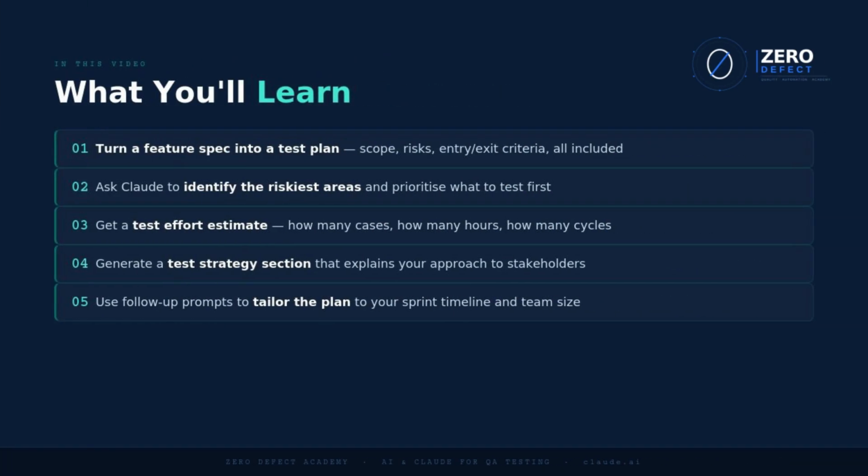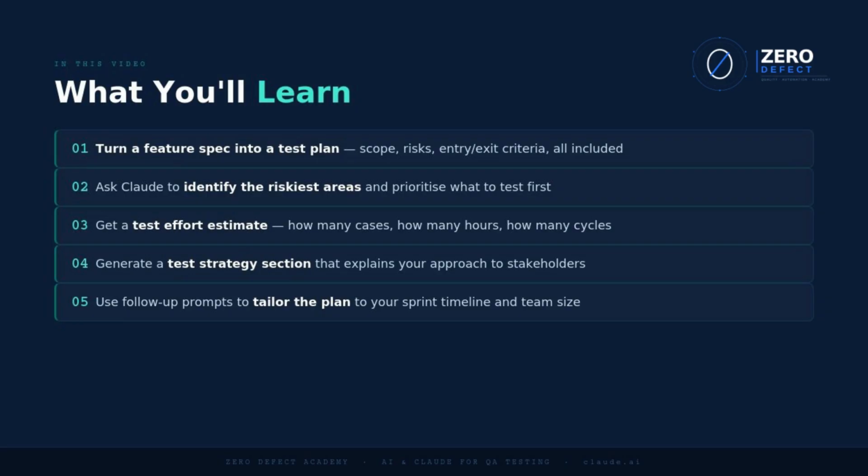Here's what we're covering. First, how to turn a feature spec into a complete test plan. Scope, risks, strategy, everything in one prompt. Then we'll ask Claude to rank every area of the feature by risk level, so we know exactly where to focus first if time runs short.